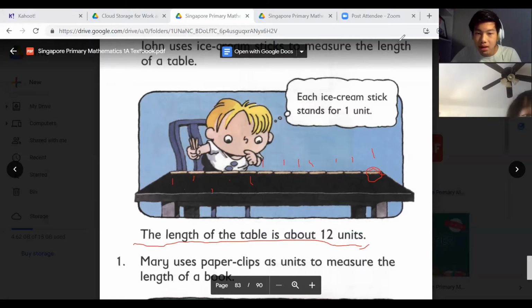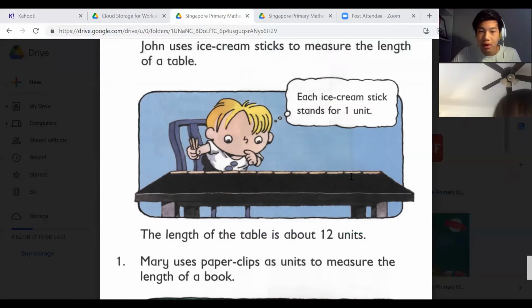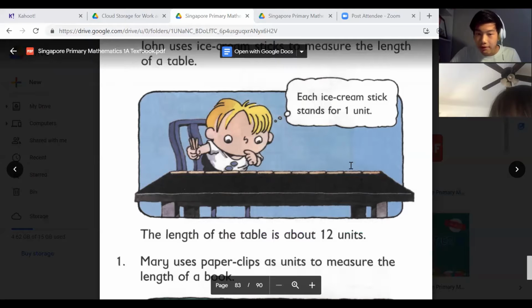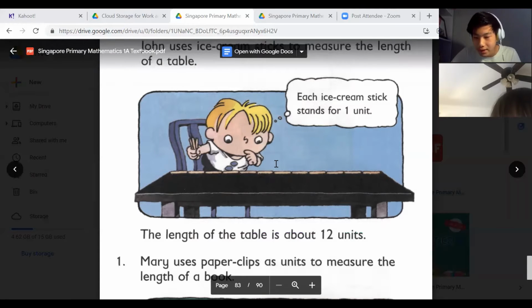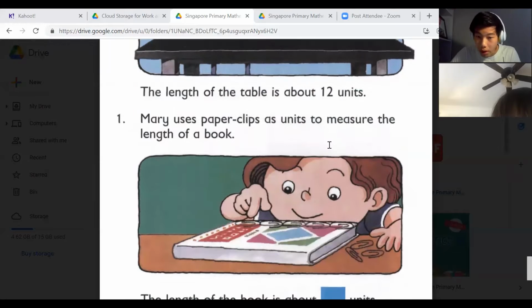And so basically one way to measure things is to find a unit, in this case ice cream sticks, and see how many it can fit within the thing that you are trying to measure. Okay, and so John is trying to figure out how many ice cream sticks can fit inside the table or one side of the table. And the answer is 12.